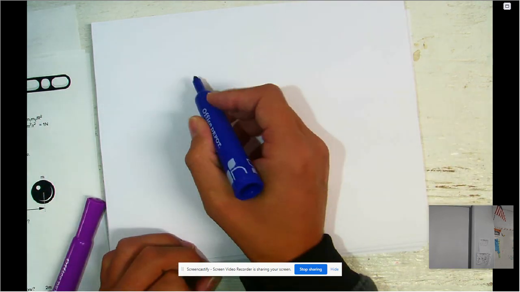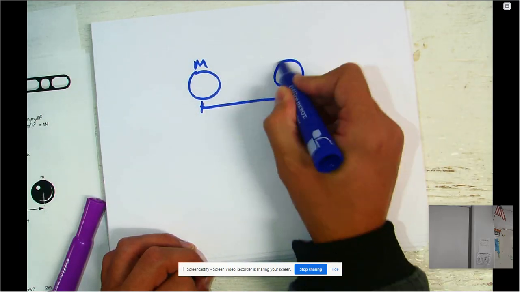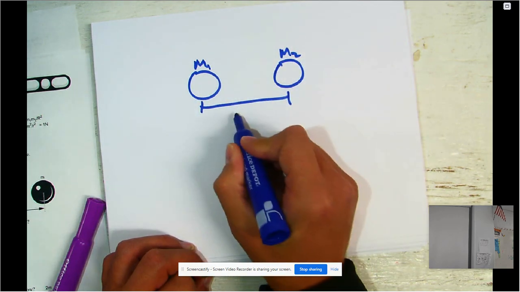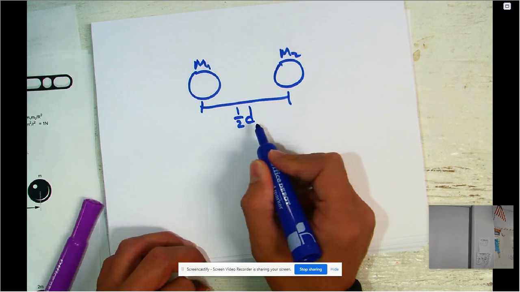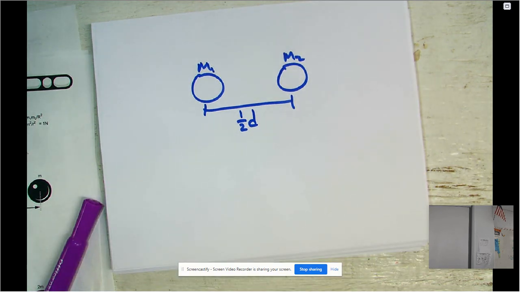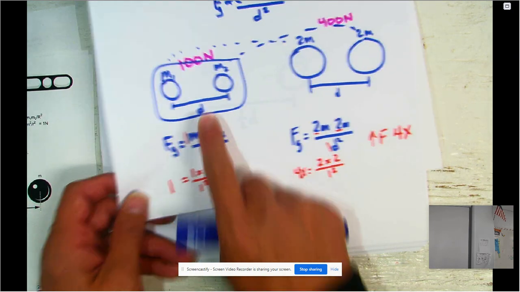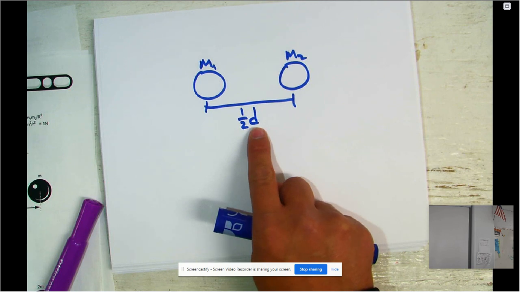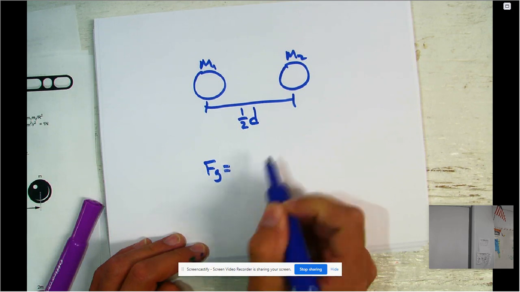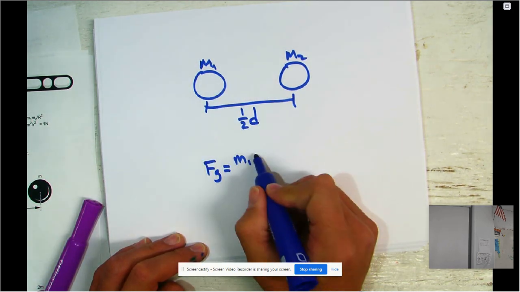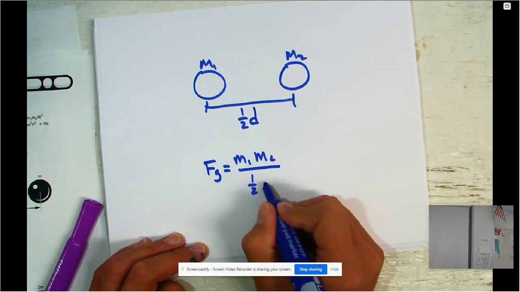Let's say that we keep the masses the same, M1, M2, but let's say that we half the distance. So the distance is going to be 1/2 the original amount. So what was the original amount? It was just d. So half the original amount is going to be 1/2 of d, 1/2 the distance. So let's go ahead and set up our equation. Force of gravity is M1 times M2 over the distance squared. So it's going to be 1/2 of the distance.